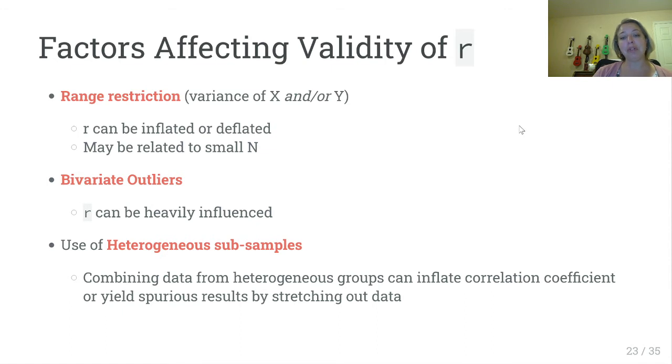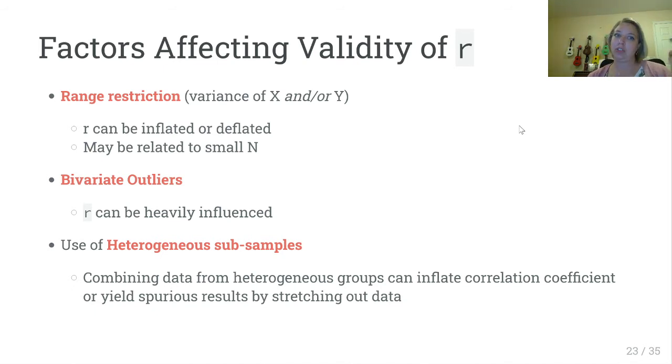Heterogeneity of subsamples. If we have a data set that has a combination of two different data sets within it, this can cause a problem of calculating correlation. So if I have men and women and they are like two clumps, that can cause the correlation to be flawed. So again, plot your data, be aware of your sample.